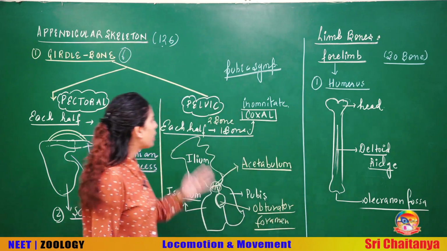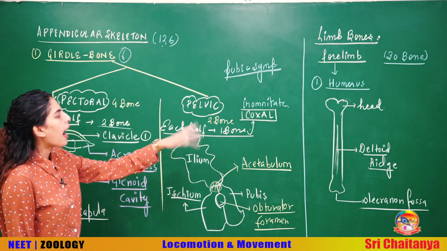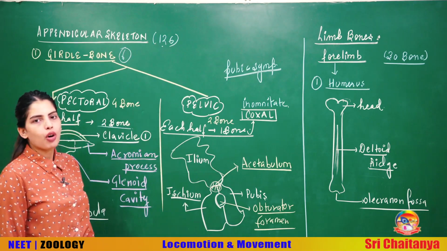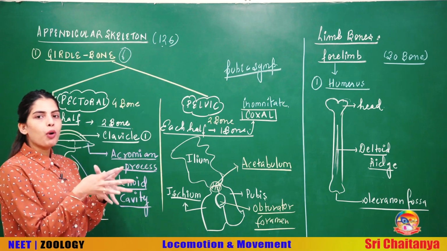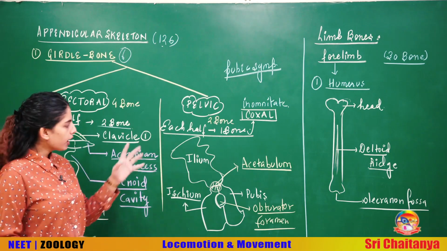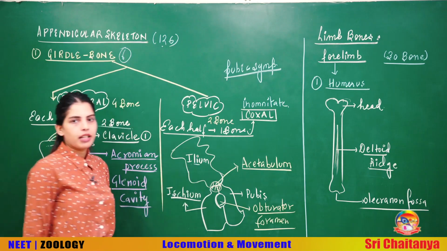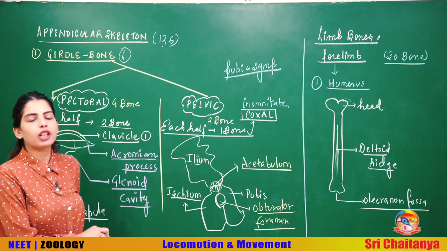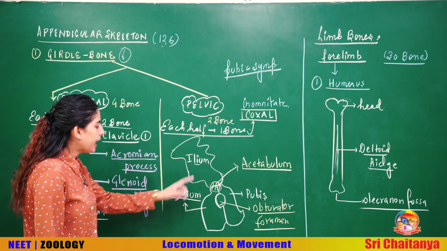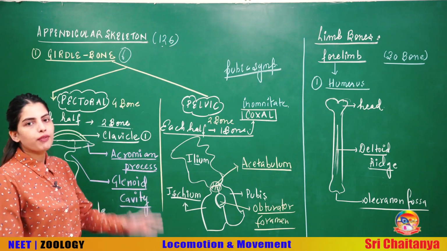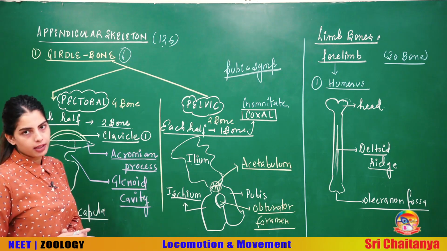Now talking about the pelvic girdle, each half was called coxal bone, and each half consists of 3 fused bones to form coxal bone. These bones are ilium, and remember the spelling is I-L-I-U-M, because ileum is a part of small intestine. Now ilium, ischium and pubis, these three bones fuse to form a single coxal bone.